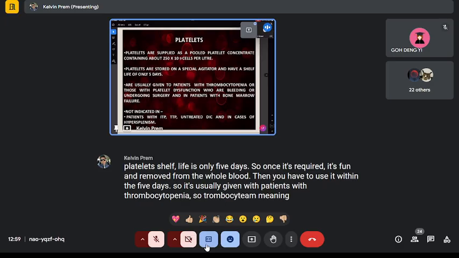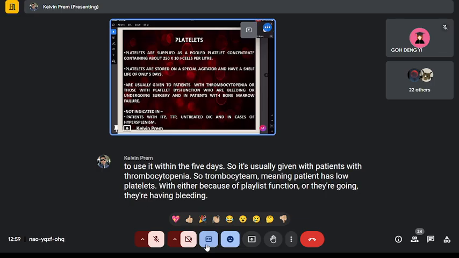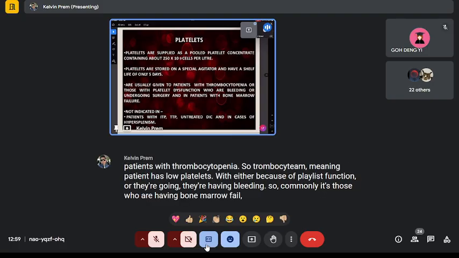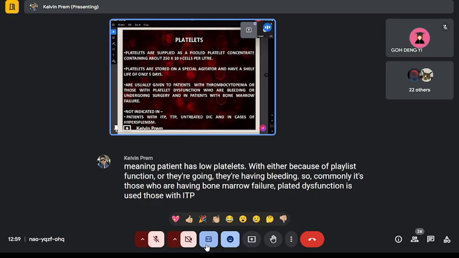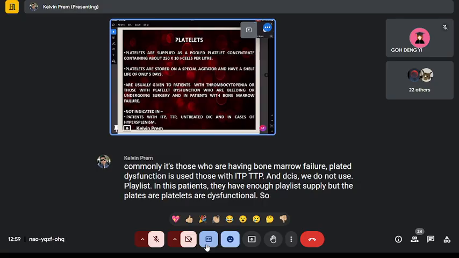It's usually given to patients with thrombocytopenia. Thrombocytopenia meaning the patient has low platelets. It's either because of platelet dysfunction or they are having bleeding. Commonly, it's those who are having bone marrow failure. Those with ITP, TTP, and DIC, we do not use platelets. In these patients, they have enough platelet supply, but the platelets are dysfunctional, so we do not give them platelets.